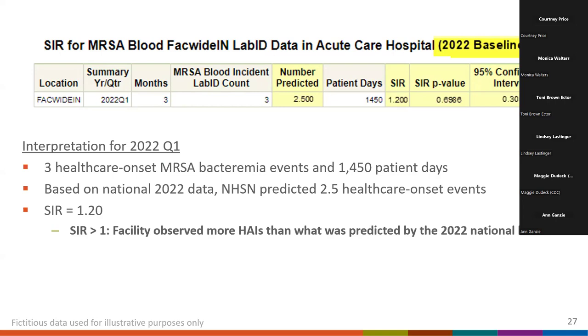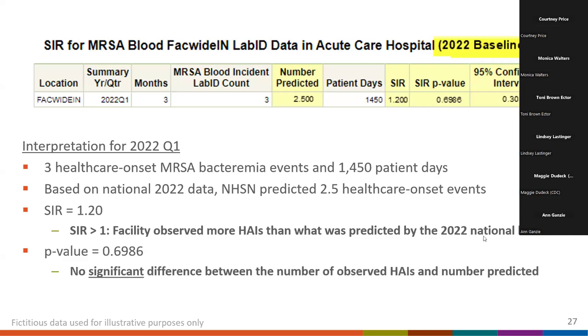Because this SIR is greater than 1, this means that the facility did observe more HAIs than what was predicted by the 2022 national baseline. The p-value shown in this report is 0.6986, which is greater than the cutoff point we use at CDC of 0.05 for statistical significance. So in this case, there's no significant difference between the number of observed HAIs and the number that were predicted based on the 2022 national baseline.